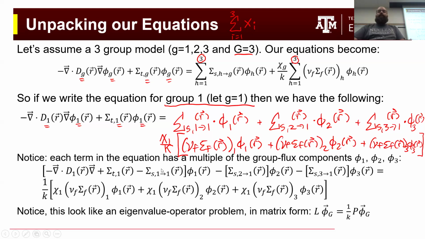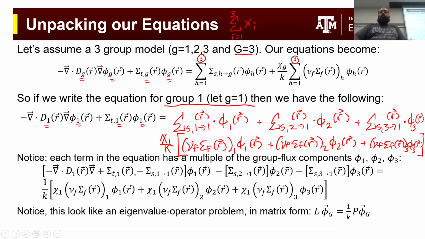So this is all of the constants that are multiplied by phi1. I would move the sigma s 2 to 1 times phi2 to the left side, which is why it has a minus sign here. And that's my only scattering term multiplied by phi2. I would also move the sigma s from 3 to 1 to the left side, so it also has a negative sign, and that's my only term multiplying phi3 on the left side. And then I keep all of these production terms on the right side, as they were. The only thing I've done is distribute the chi into those terms.